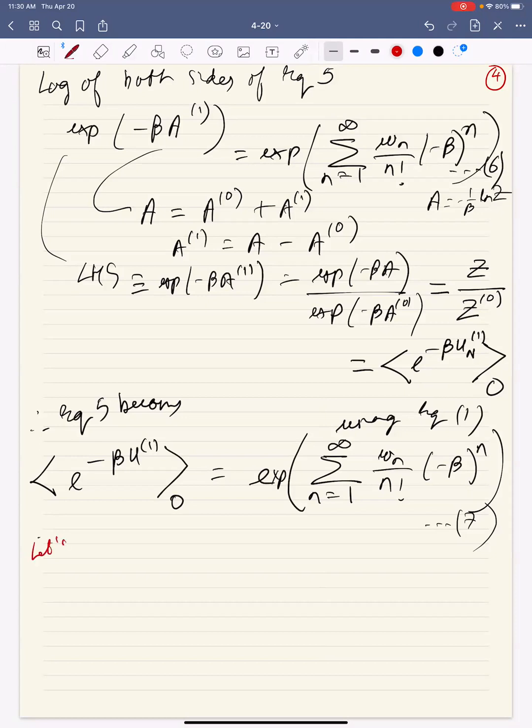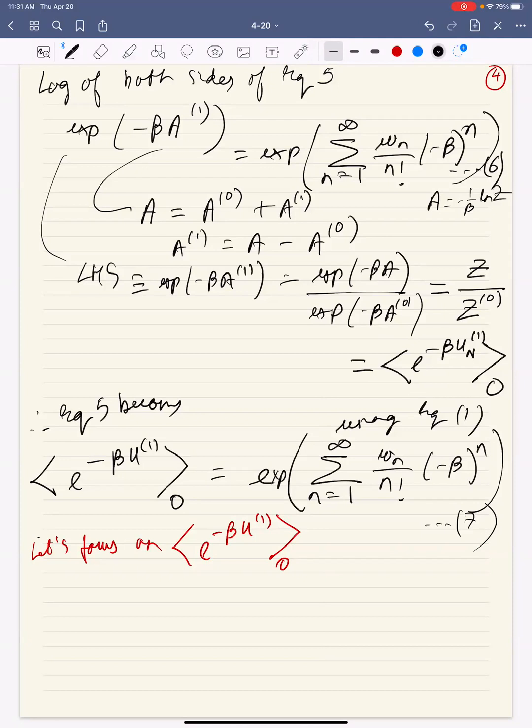So let's focus on e to the power minus beta U1 in ensemble 0. So far, we haven't made use of the fact that U1 is a perturbation, right? All that we have written so far, equation 7, is precise. It's exact, there is no approximation. Now we are going to use that U1 is kind of small. It's not a very large number. It's a small perturbation that we are thinking about, relatively.